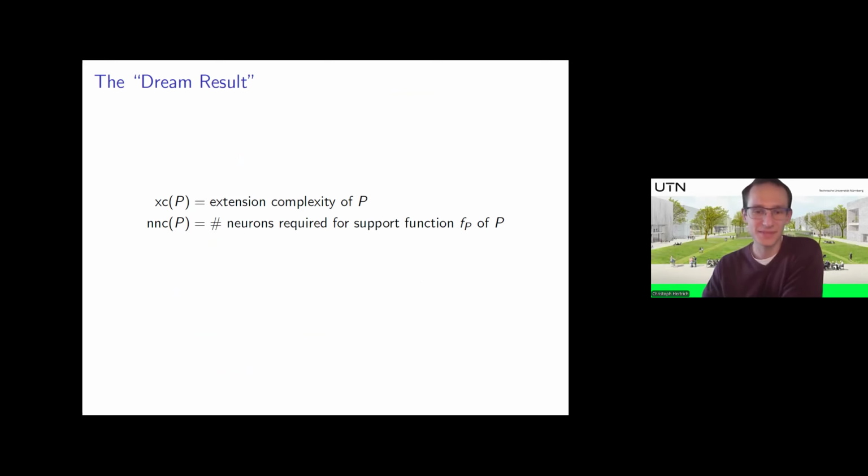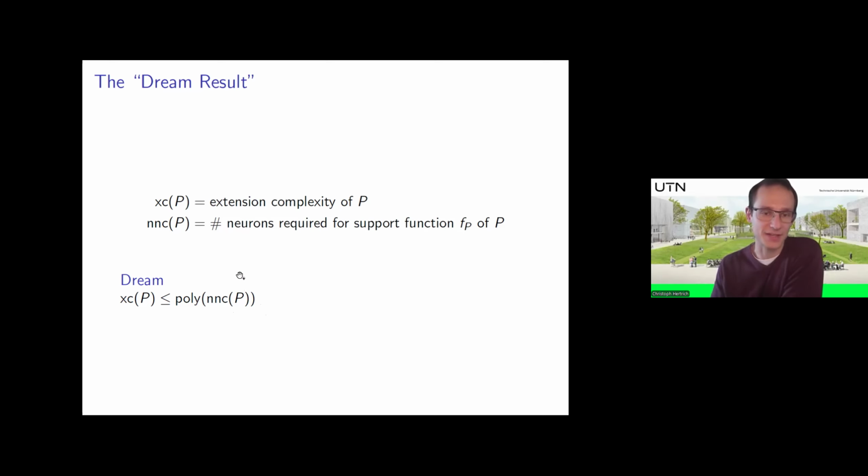And then let's define xc of P as the extension complexity of a polytope P, and neural network complexity of P as the number of neurons required to compute the support function of the polytope P with a neural network. And then the dream result would be that we can bound the extension complexity polynomially in the neural network complexity, which then would imply that if the extension complexity is exponential, then also the neural network associated with that polytope would be exponential size. That would be the dream result, but so far it's just a dream, unfortunately.